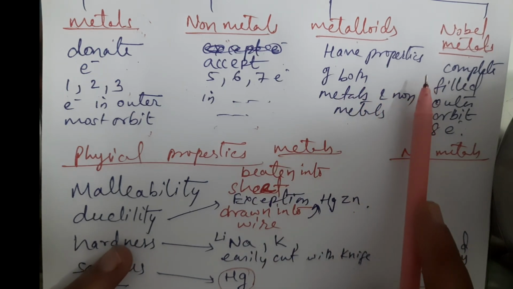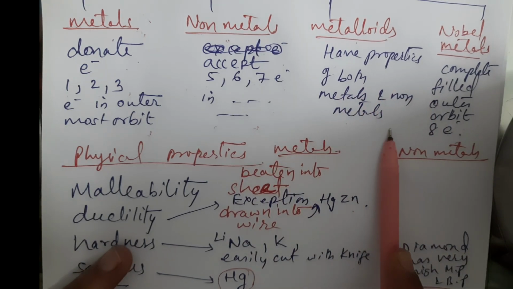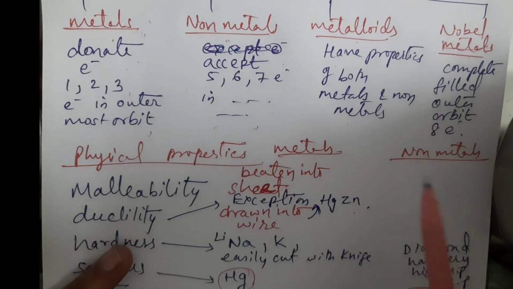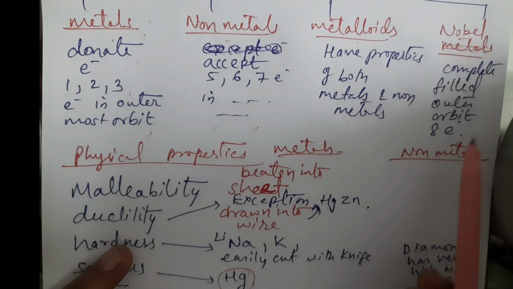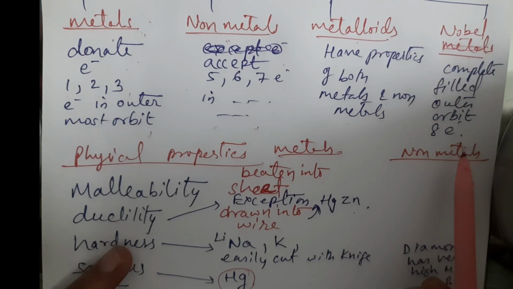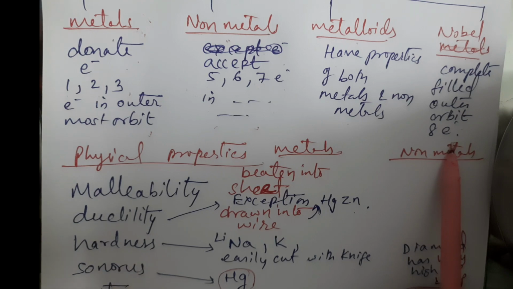Metalloids show the properties of both metals and non-metals. Whereas the noble gases have a completely filled outermost orbit. So their outer orbit is filled with 8 electrons.